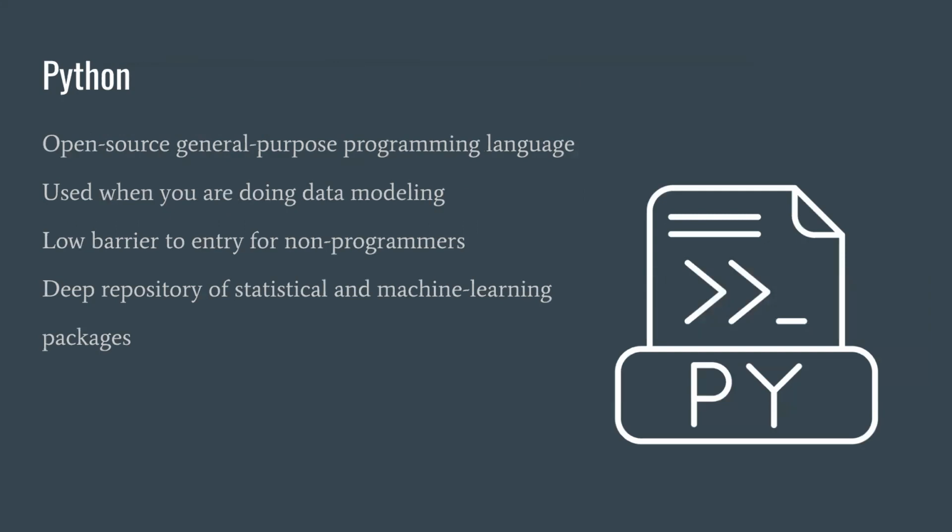And Python, we'll be using Python in this class. It's an open source general purpose programming language. You might have already learned this from your previous class. It's used when you're doing data modeling because there are a lot of libraries related to data modeling.